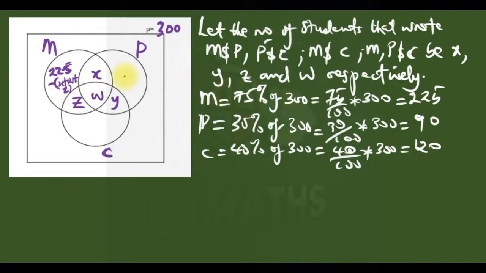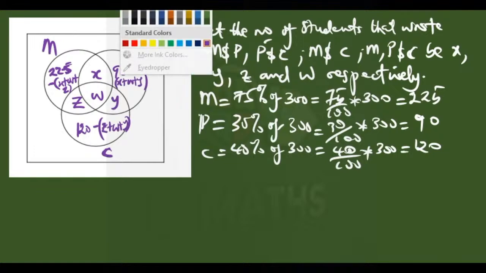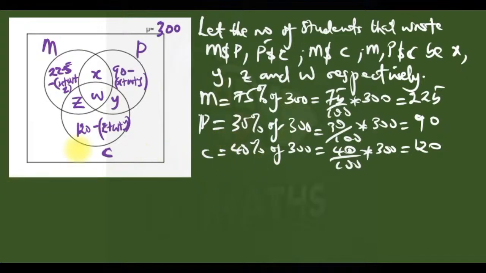While the one that wrote only physics will be 90 minus X plus W plus Y. And finally for chemistry will be 120 minus Z plus W plus Y. So these are the ones that wrote only them. So from this we can see that if we sum all this, we need to get 300.